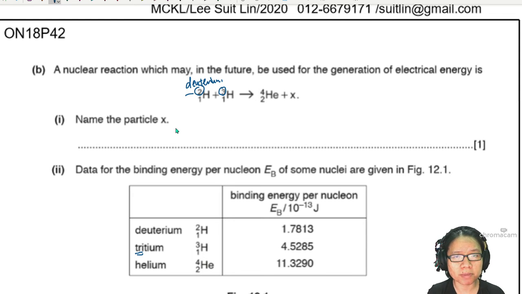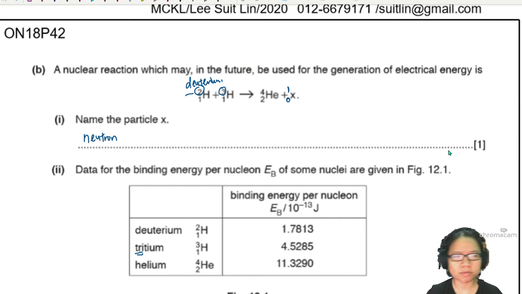So I'm going to try to balance the proton and the nucleon number. So the proton number to be balanced, this one will be 0. 1 plus 1 is equal to 2 plus 0. And this will be 1. So 3 plus 2 is 4 plus 1. It is pretty obvious to all of us that X is a neutron.